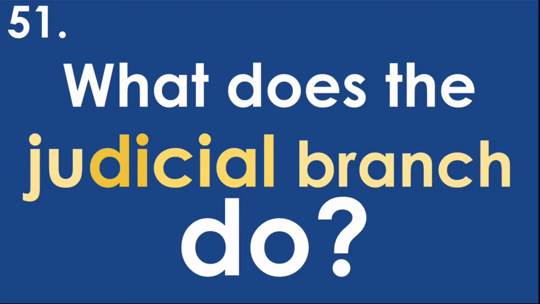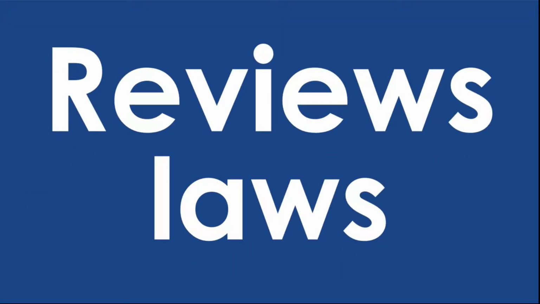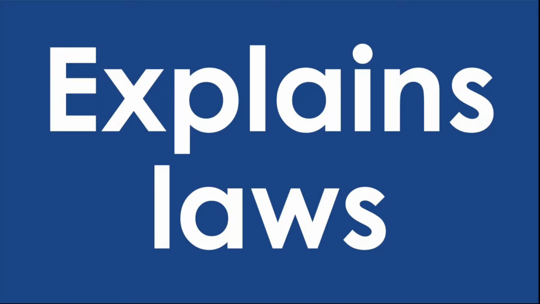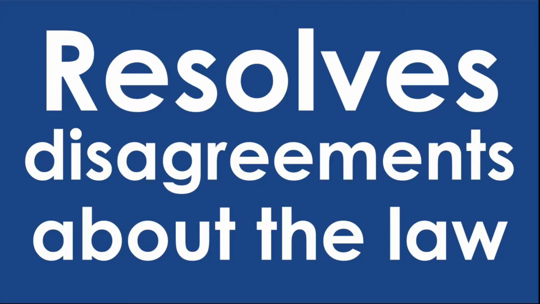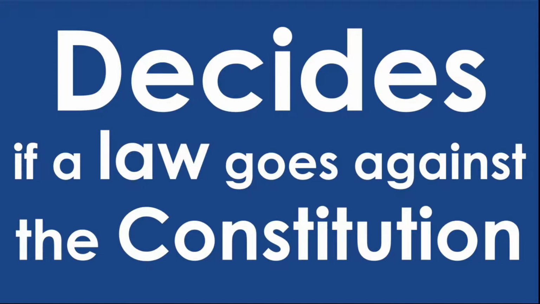What does the judicial branch do? Reviews laws. Explains laws. Resolves disputes about the law. Resolves disagreements about the law. Decides if a law goes against the Constitution.